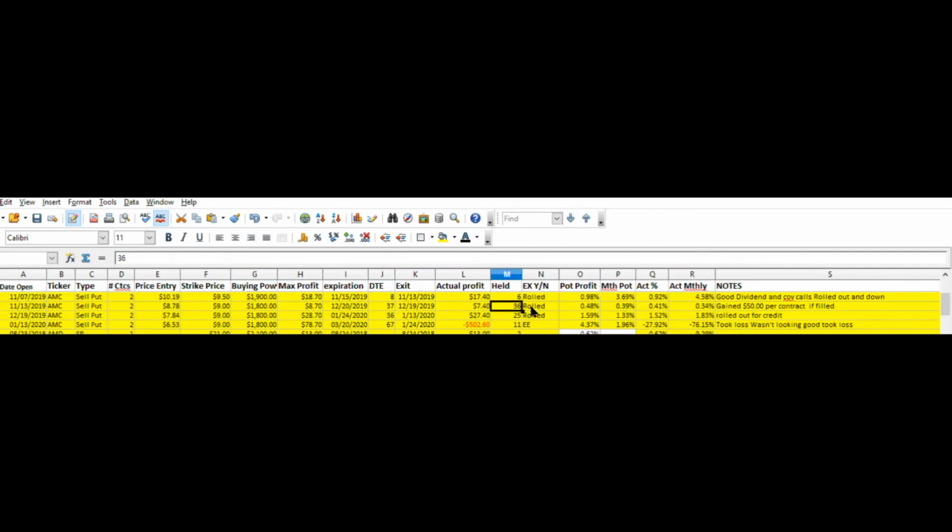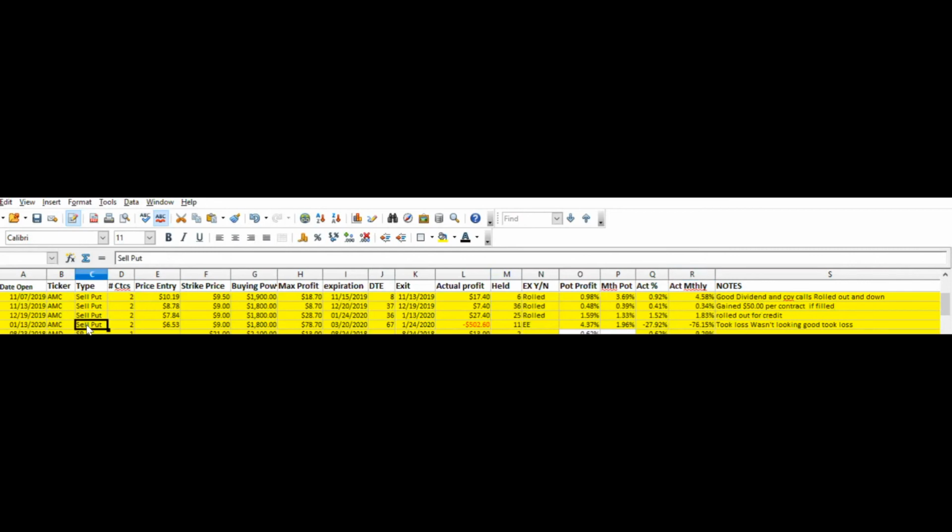I rolled it again the day before expiration. I wasn't able to roll the strike down, so I was still at 9. The stock was now trading at 7.84, so I'm already going to be getting in at $1.16 per share less. It's going to be worth $1.16 less than what I'm paying for it. My maximum profit there was 28.70. It's 36 days out. That would have been a 1.33% return. I rolled it after 25 days, so a week and a half before. So I made a 1.83%. So I rolled it out for the credit.